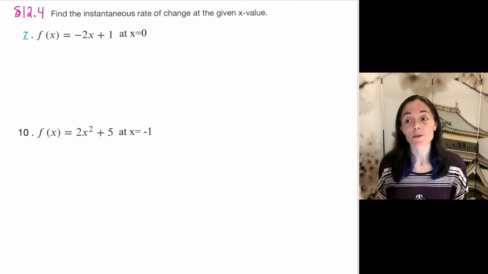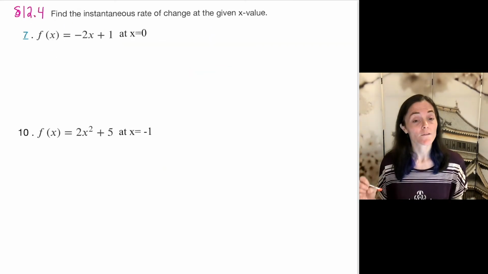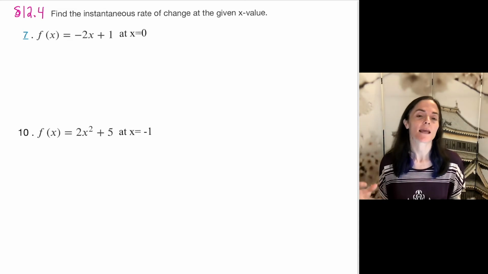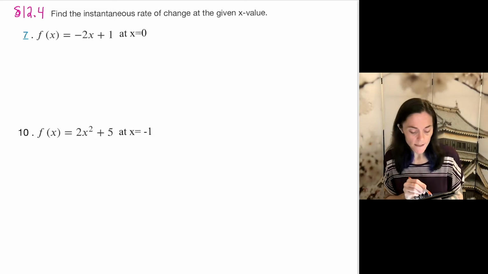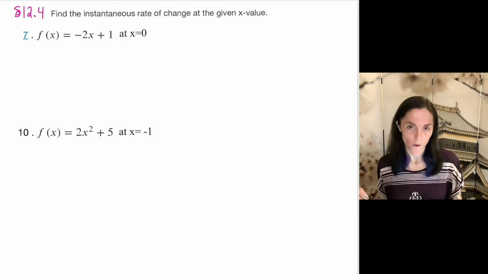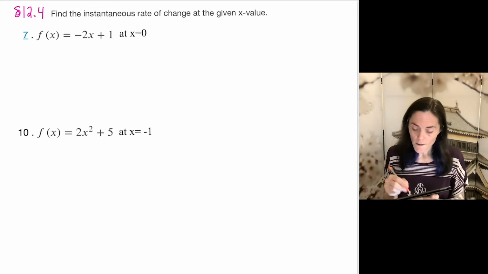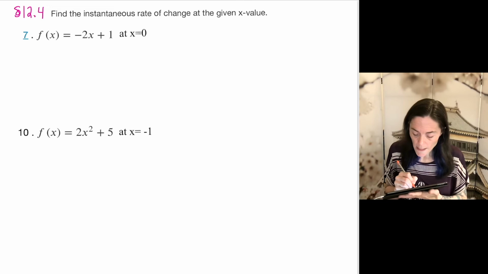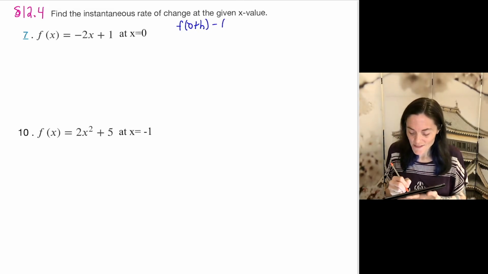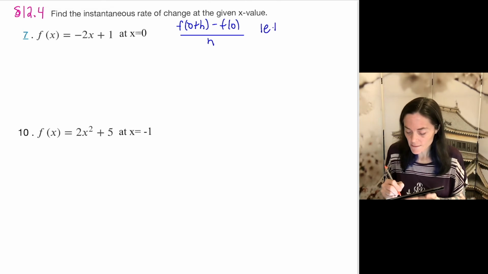The next few examples are where I change the directions. We want to find the instantaneous rate of change at the given x value. The first one, we have this, minus 2x plus 1. Find the instantaneous rate of change at x equals 0. Well, this would be, let's write it up here. We want f of 0 plus h minus f of 0 divided by h. And then you let h approach 0.